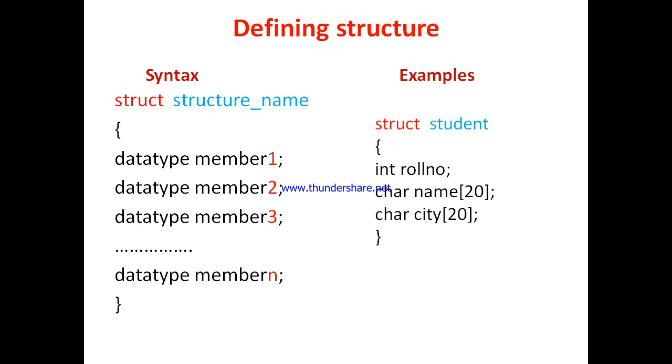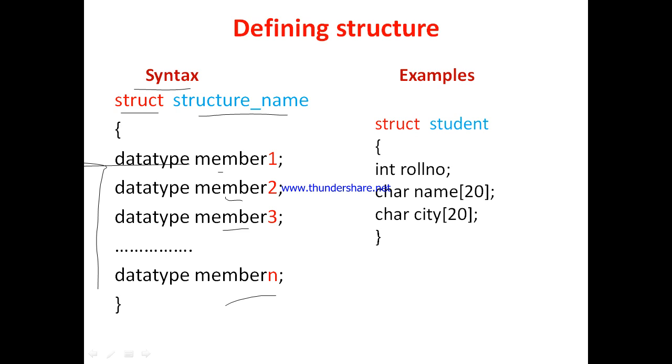This is the syntax for defining the structure. Here struct is a keyword, then comes the name of the structure. Inside the body of the structure, there are various variable declarations which are called data members. It may have one member, two members, three members, or many members. It doesn't have any limit. Now let us see the example.